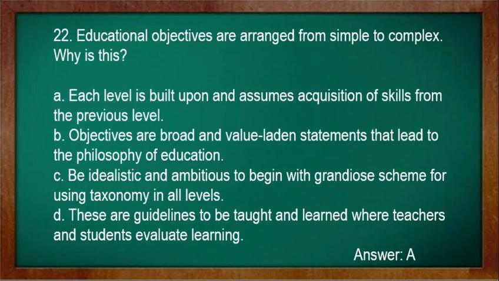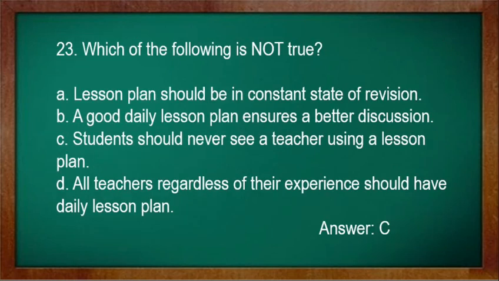Number 22. Educational objectives are arranged from simple to complex. Why is this? A. Each level is built upon and assumes acquisition of skills from the previous level. B. Objectives are broad and value-laden statements that lead to the philosophy of education. C. Be idealistic and ambitious to begin with grandiose scheme for using taxonomy in all levels. D. These are guidelines to be taught and learned where teachers and students evaluate learning. Answer, A.